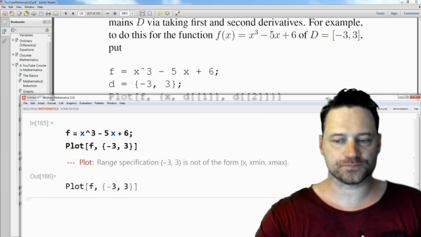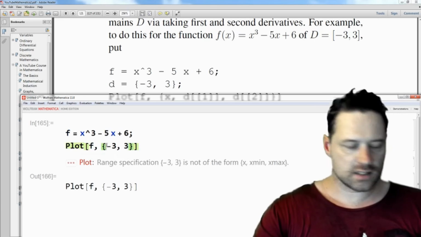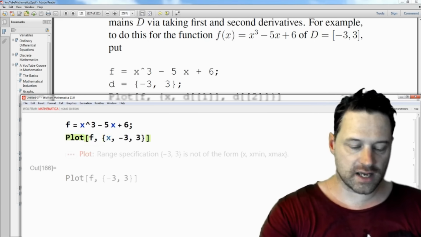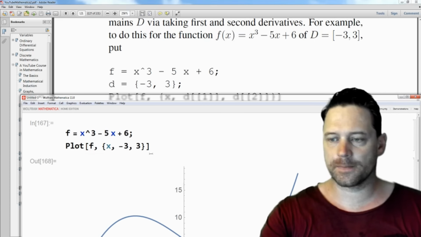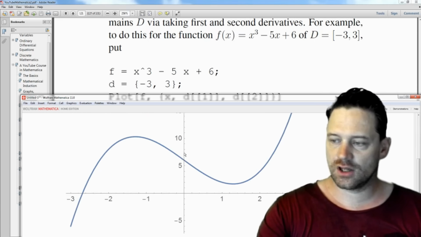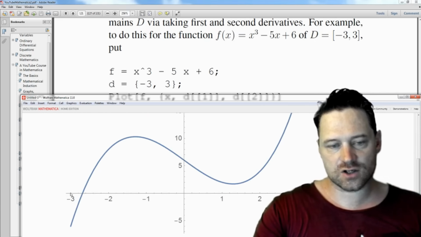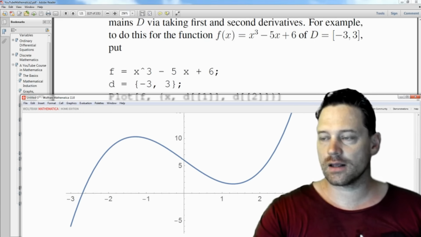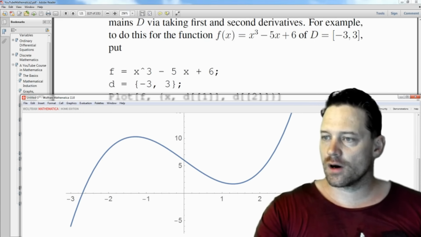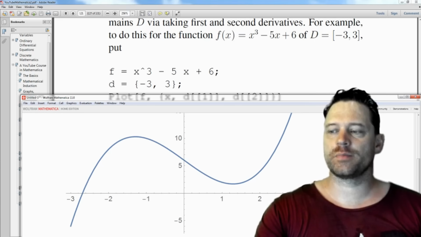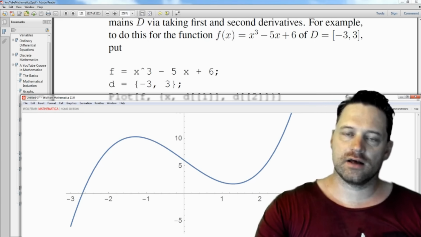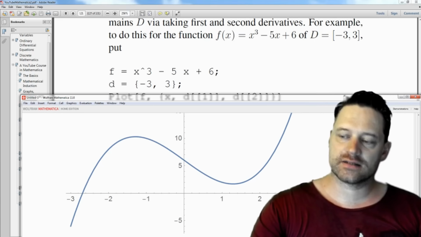Right, so this is the domain that we're looking at. Shift enter. I didn't define the variable x. Shift enter, and here we see our cubic. Now this problem is asking, within this domain from -3 to 3, for maximum and minimum values. There are kind of two questions in such a problem.